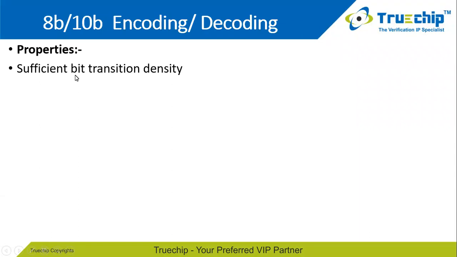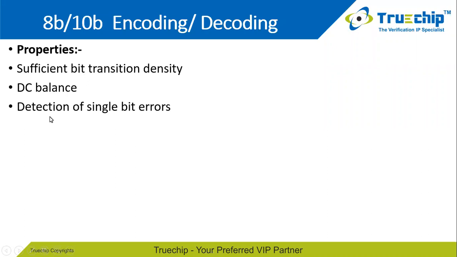Starting with the 8-bit NV encoding, here are some of its properties. The first one is that it has sufficient bit transition density, which means in each 10-bit code, there are 3 to 10 transitions, which will be very helpful in the clock recovery process at the receiver side. The next is DC balance, that is, an equal number of ones and zeros are present. Also, this encoding scheme is useful for detecting single bit errors. And at last, the 8-bit NV encoding also provides control characters apart from the data characters, which are useful for the receiver synchronization or to mark the start of the frames, multi-frames, etc., as you can see later on.